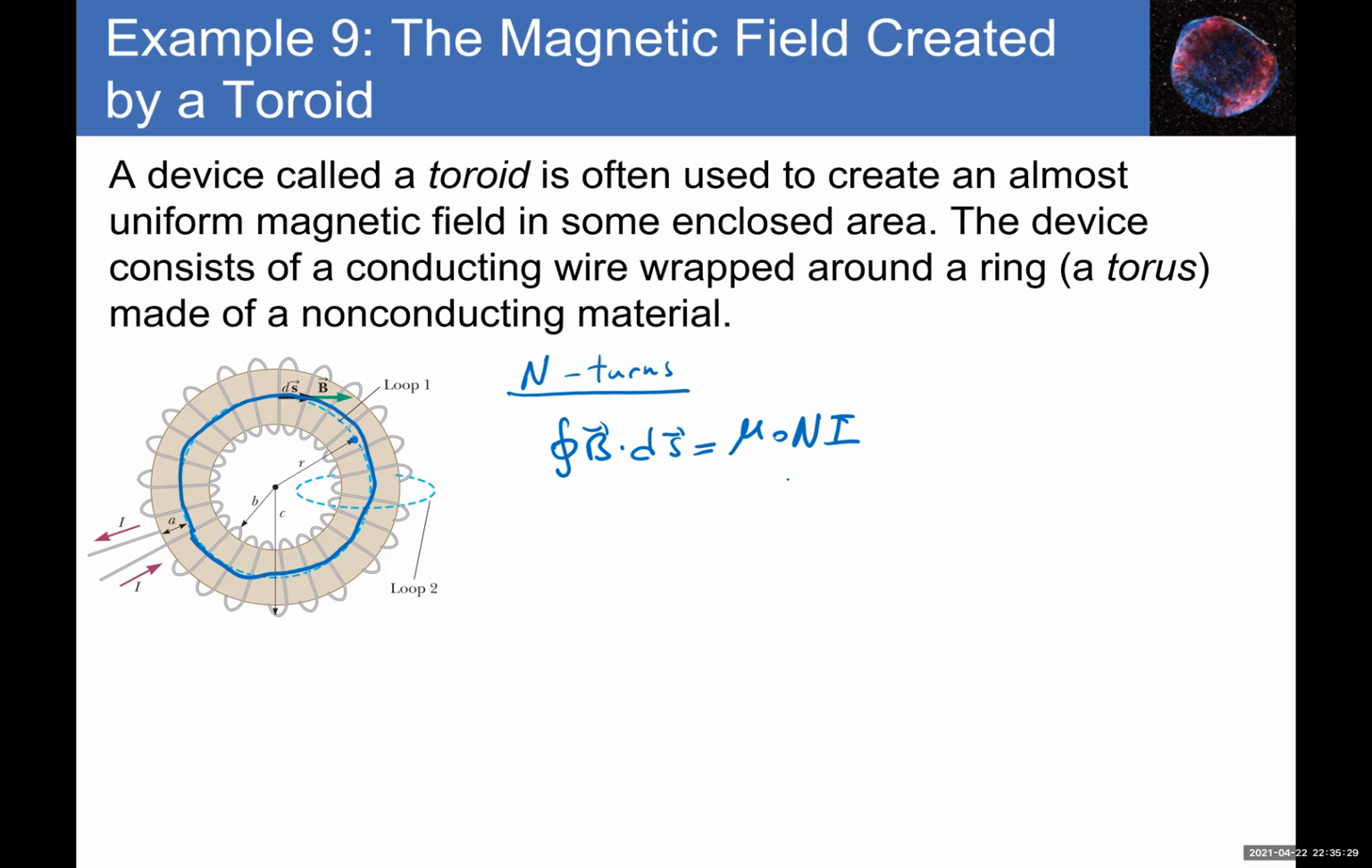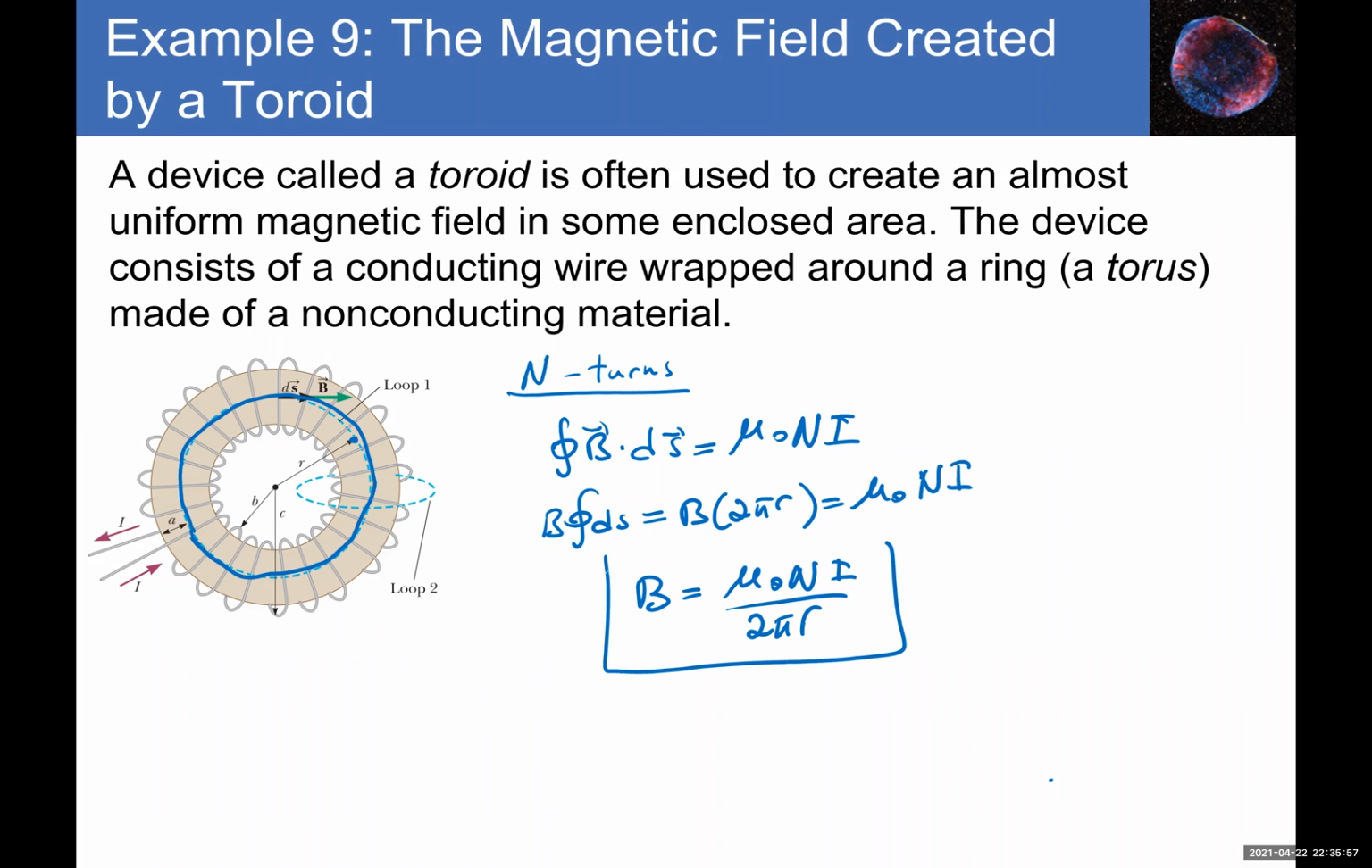All right, so it's a circle where the magnetic field is constant and it's parallel to the ds element. That means this becomes basically B integral of ds, which becomes B times 2 pi r, and this equals mu naught n times I. That means the magnetic field is equal to mu naught n I divided by 2 pi r. Then this will be the magnetic field for the toroid having n closely spaced turns of wire. So this will be the magnetic field some distance r from the center of the toroid.